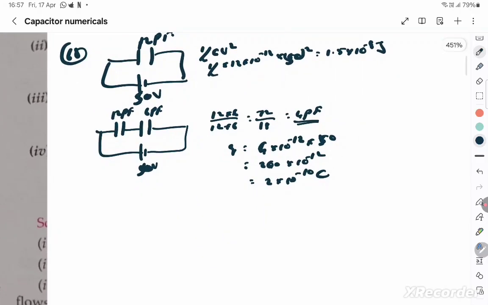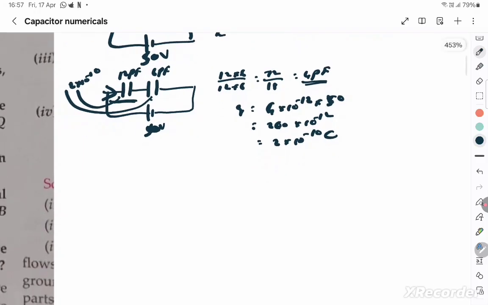Then they're asking to find the charge stored and the potential difference across each capacitor. You know that the charge in series is the same, 2 into 10 to the power minus 10 coulomb. Since they're in series, you can find the potential here, V is equal to Q by C, and again here also V is equal to Q by C, and you can get the individual potentials V1 and V2, that's all. So let's go to the next sum.